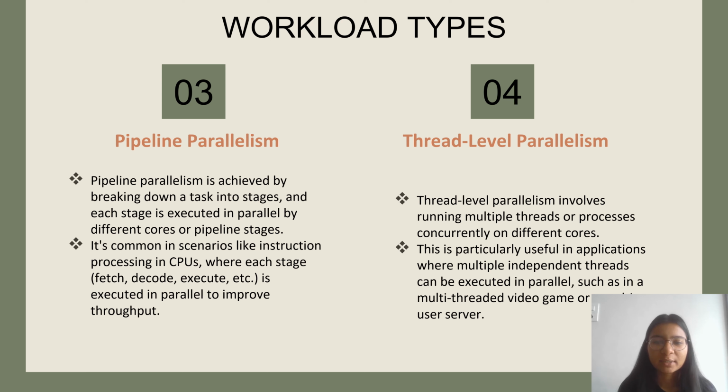Thread-level parallelism involves running multiple threads or processes concurrently on different cores. This is particularly useful in applications where multiple independent threads can be executed in parallel, such as in multi-threaded gaming, videos, or servers.